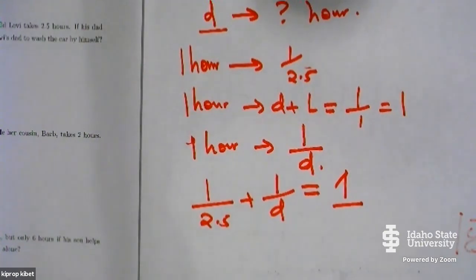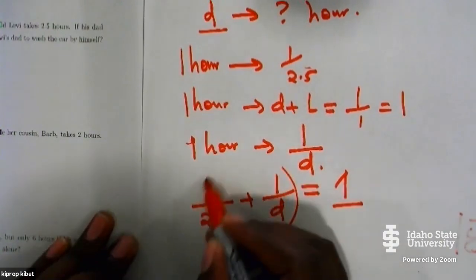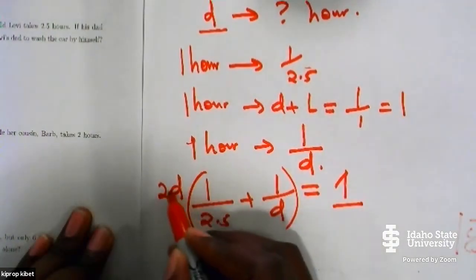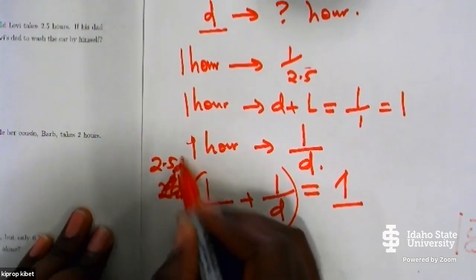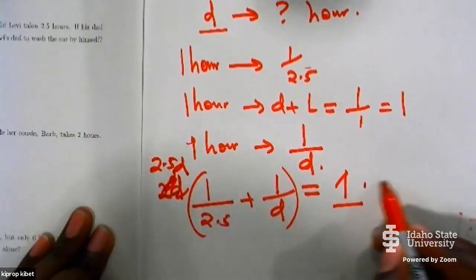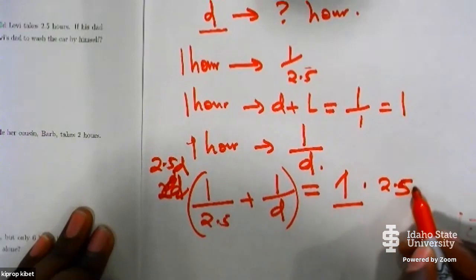Equals to 1. So you get now the value of d. So what will be d? You can multiply by the greatest common factor there, which is what? 2.5. 2.5 D. So you also multiply here by 2.5 D.